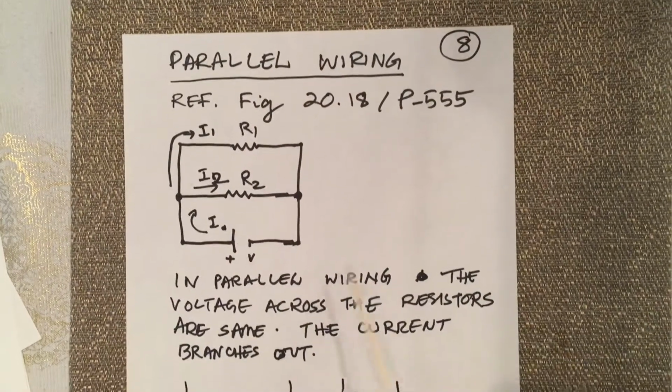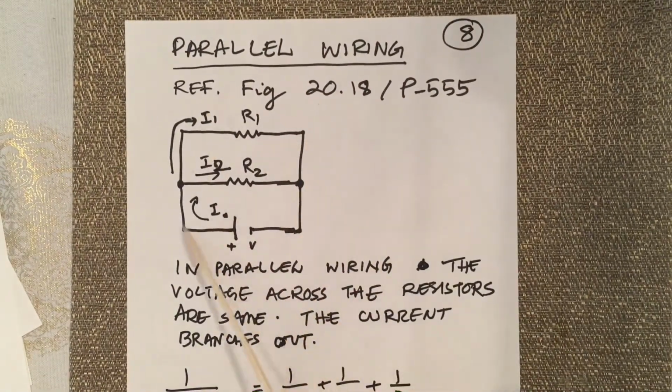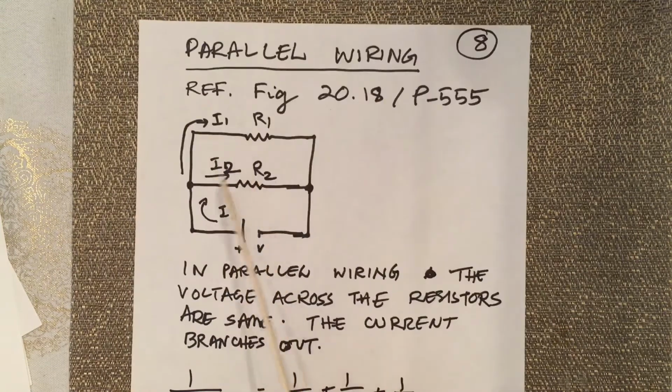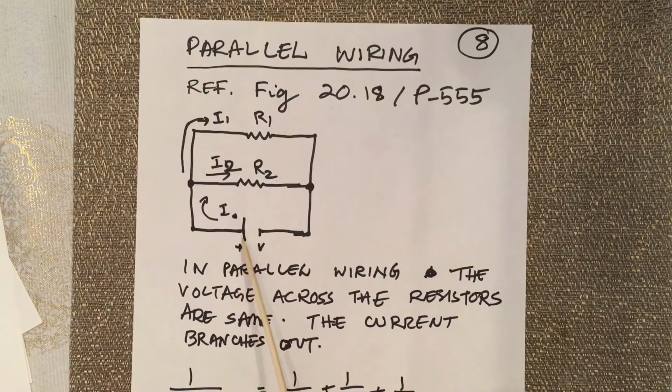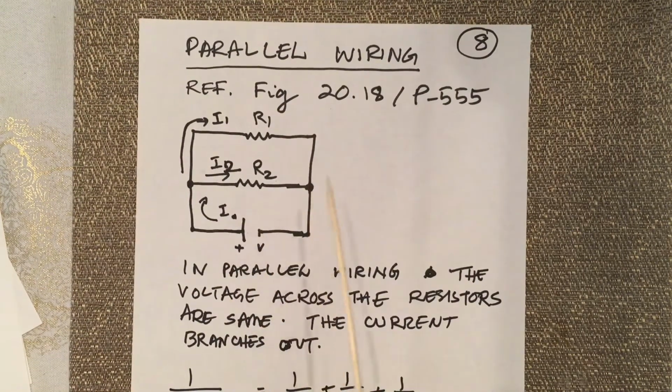Here comes the parallel wiring. As you see in the circuit here, R1 and R2 are connected in parallel. Here the current divides into two parts. One part goes through R2 here, the other part of the current goes through R1, and you have voltage supplied from a battery, positive terminal, negative terminal.